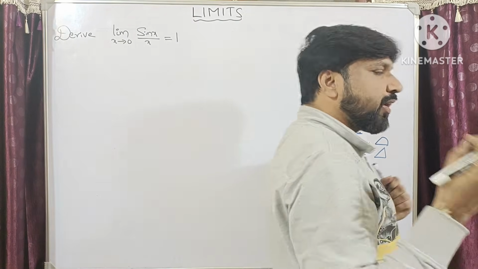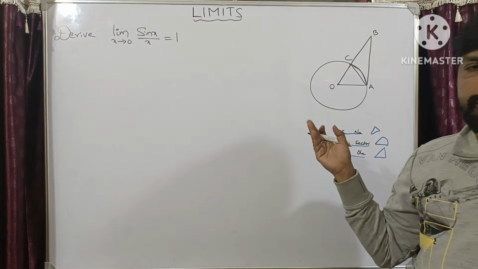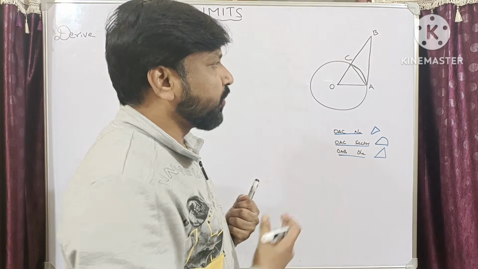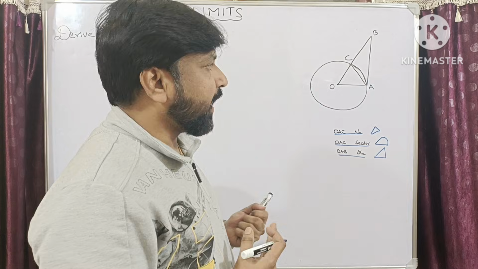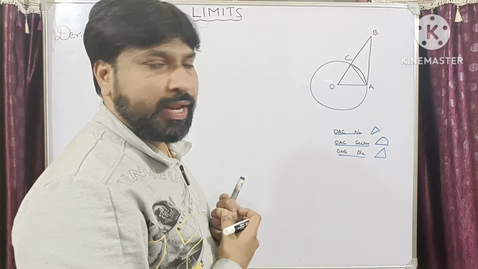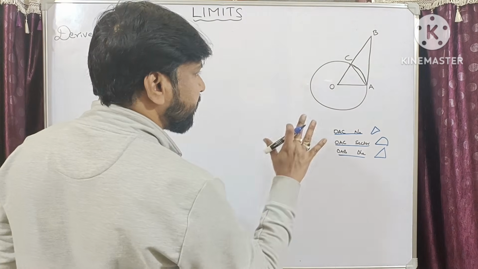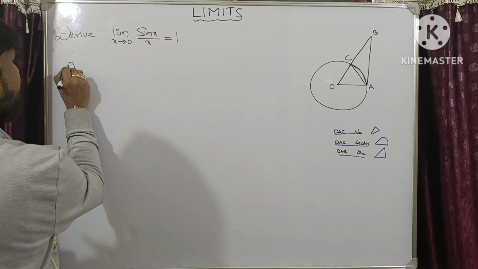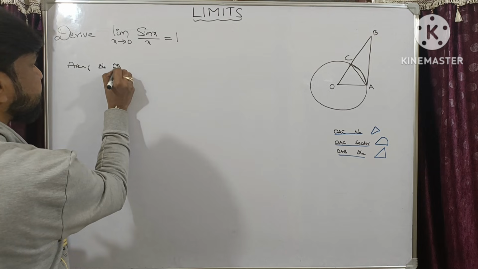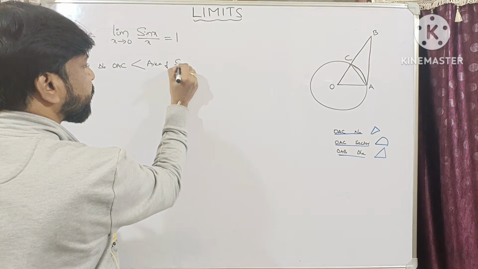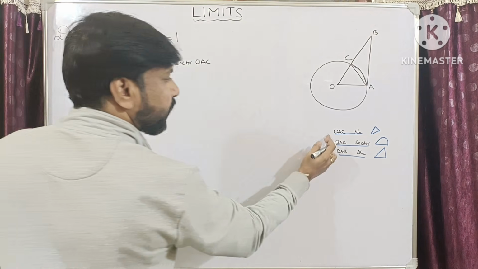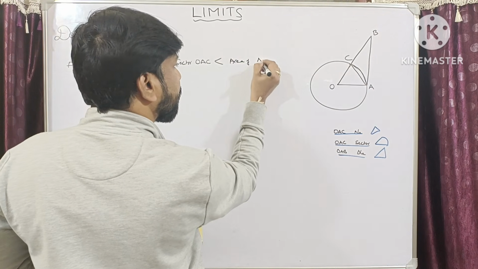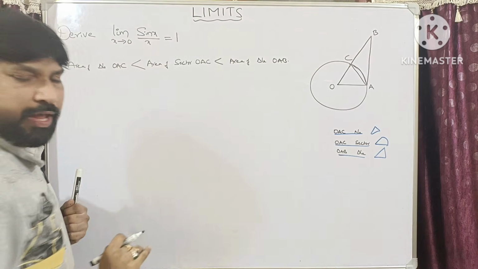So we need to write the construction. Let it be a circle with center O and radius OA, and OC is also a radius. Let us join points A and C. We construct a tangent at point A, and extend OC, and it will meet the tangent at point B. Then the relation between all three is very clear: the area of triangle OAC is less than the area of sector OAC. Comparing to triangle OAC, sector OAC is bigger, and it is also less than the area of triangle OAB. Very clearly from the diagram, isn't it?